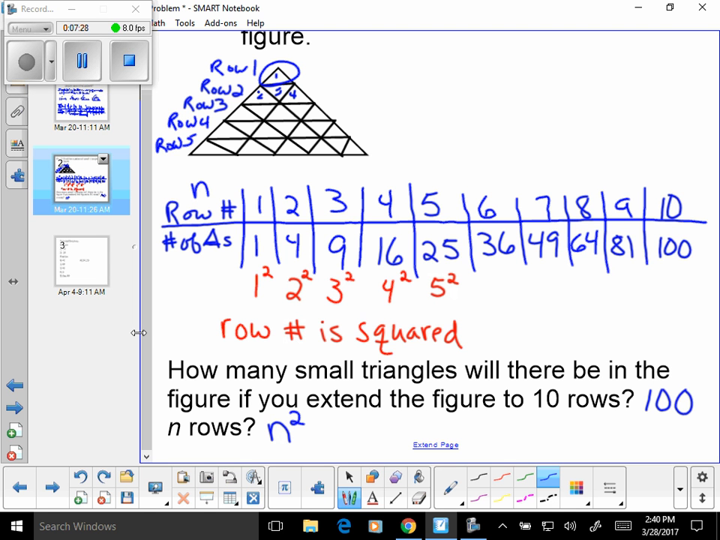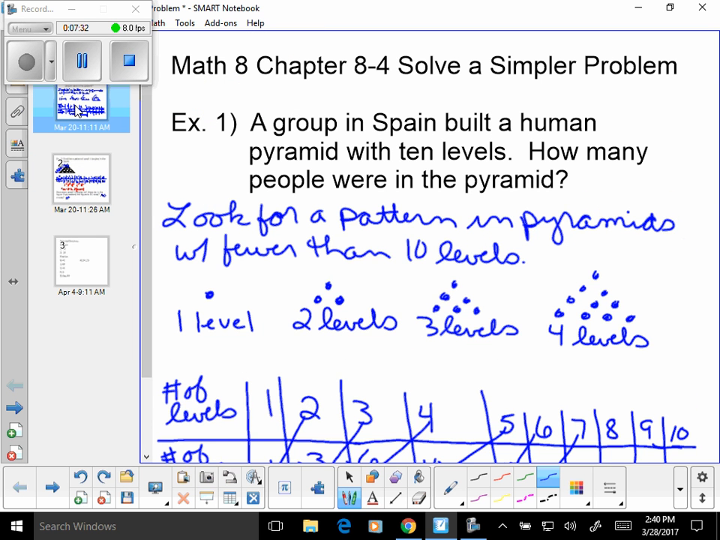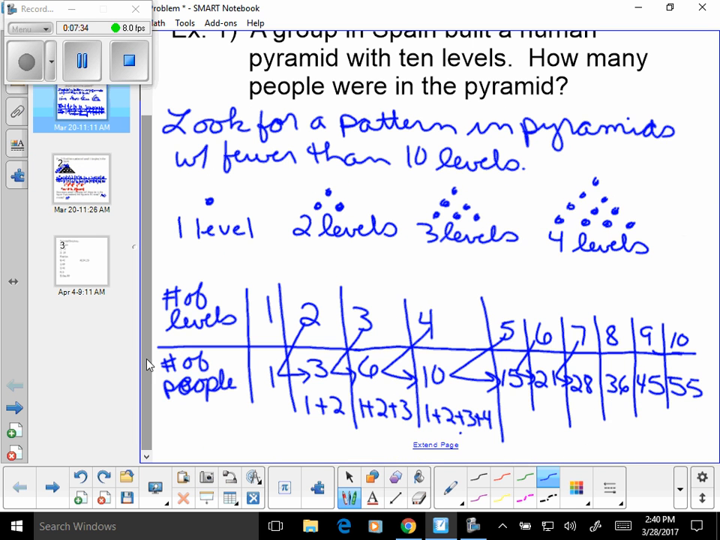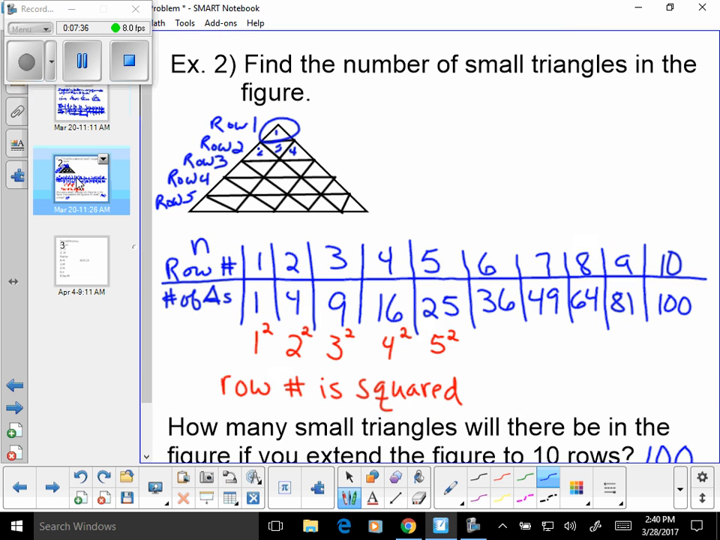Now, this is a very typical pattern. Sometimes, yes, you'll be adding. It's called a recursive pattern. Sometimes you'll have more of a function where I have the row number squared. That completes our work for lesson 8-4.